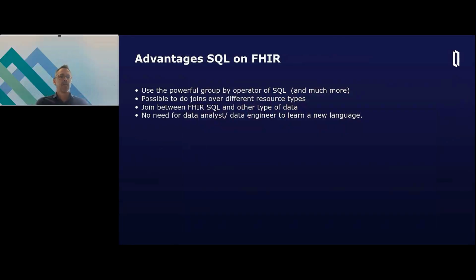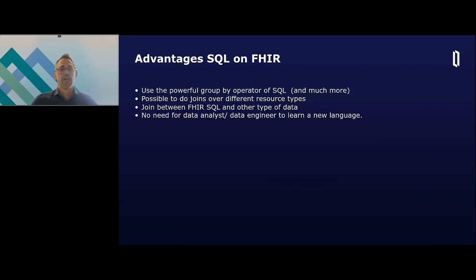Okay, so the advantages of SQL on FHIR are clear. The group by operator is by default available once your data is in SQL format, but it's also possible to do joins over different resource types. Difficult to do if you're just working in plain FHIR. And of course, it is possible to have joins between FHIR data and other kinds of data. And the main advantage is that your data analyst or data engineer doesn't have to learn a new type of language in order to do that. He can continue to work with his old tool.